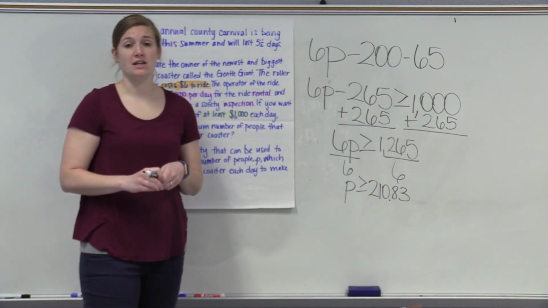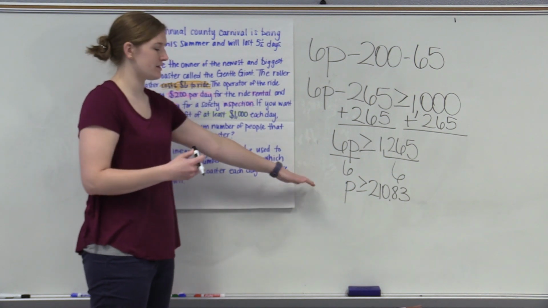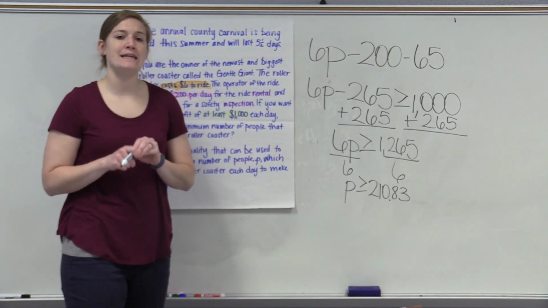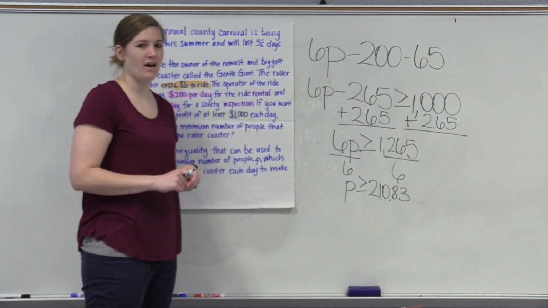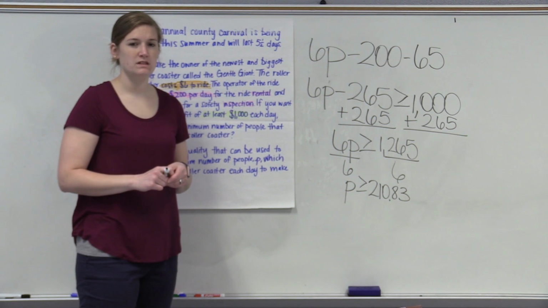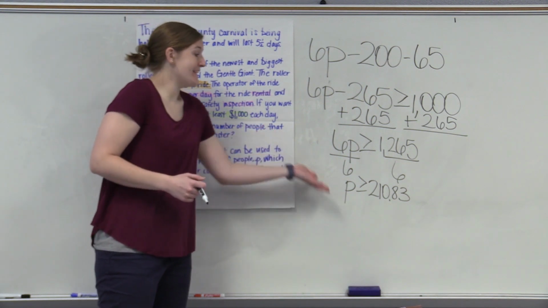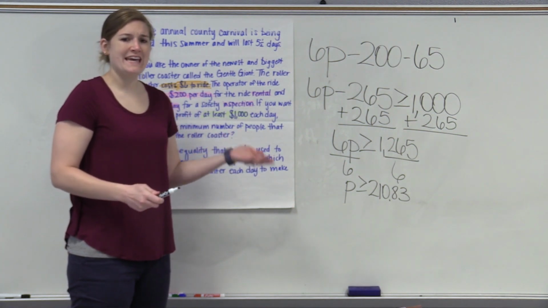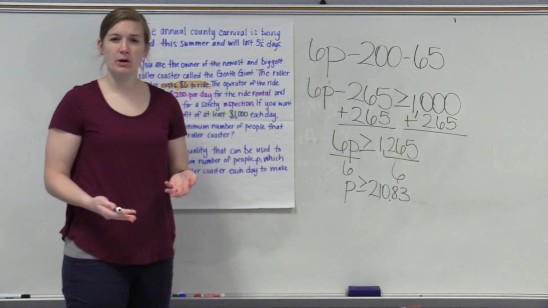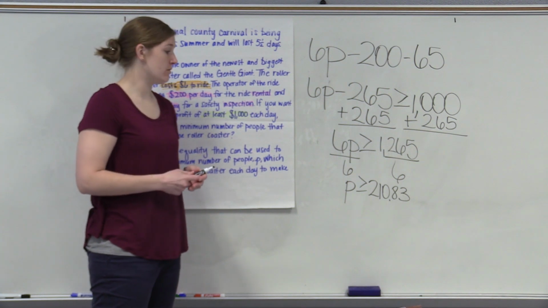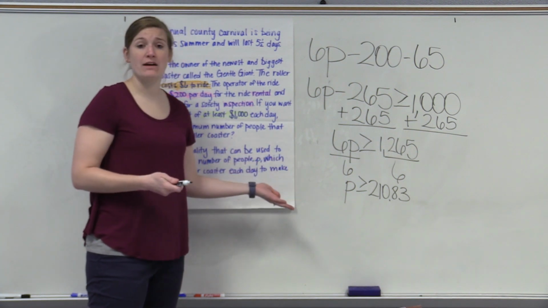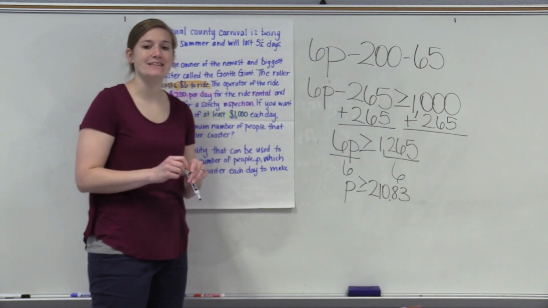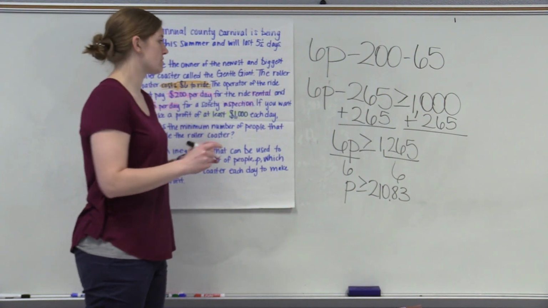Awesome job solving that inequality, but now we have to interpret that solution. What does that mean about our problem? How many people do we actually need in order to profit at least $1,000? Well, we need at least 210 and 83 hundredths people, but we can't have 83 hundredths of a person. So at this point, we have to figure out, what does that round to? Well, we're going to need to round up to at least 211 people to ride the roller coaster.